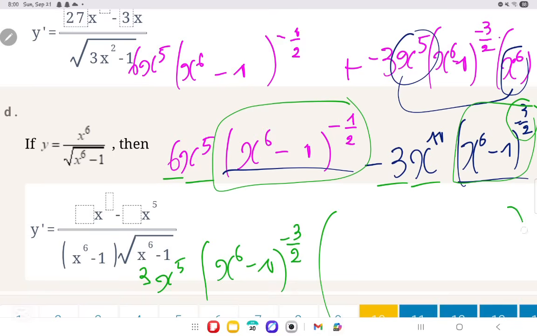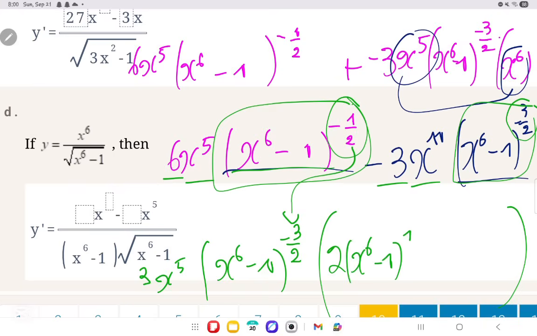Now, 6 divided by 3 is 2. x5 divided by x5 is 1. We don't put it. Here, we have x to the power of 6 minus 1 to the power of minus 1 over 2. We took away from it minus 3 over 2. So that means minus 1 over 2 minus minus 3 over 2. Put it on the calculator. You're going to get 1. So it will become x to the power of 6 minus 1 to the power of 1.